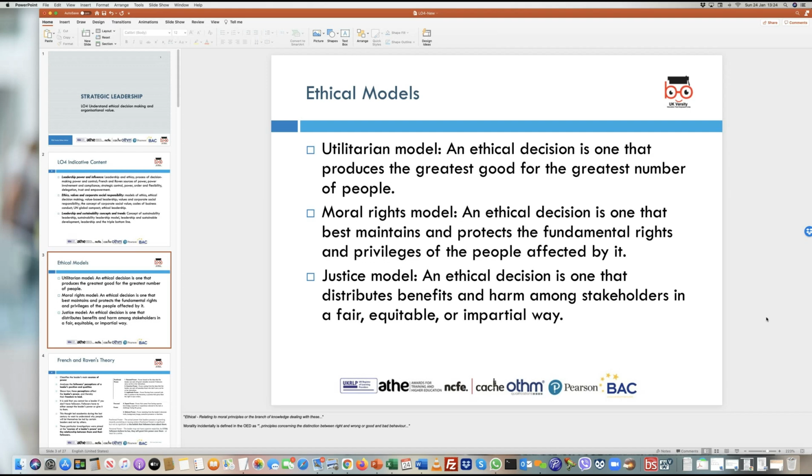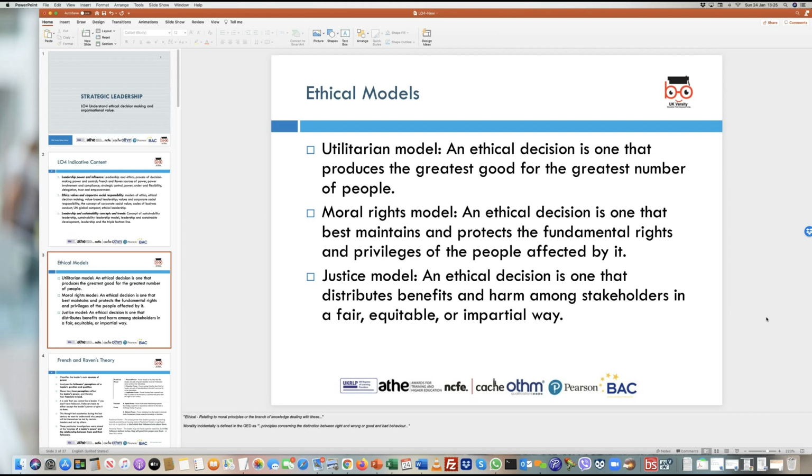The moral rights model is a decision that best maintains and protects the fundamental rights and privileges of the people. That means sometimes leaders will have to take decisions in the business or organization wherein they need to look at protecting the fundamental rights and privileges that people already enjoy. In those cases, those decisions are more influenced by morality rather than the ethical side of things.